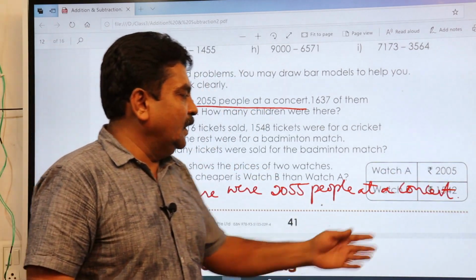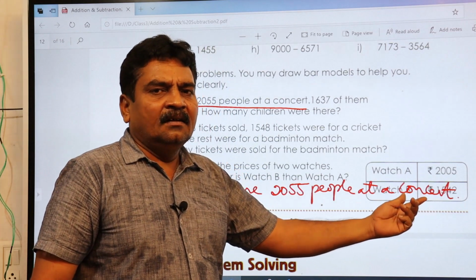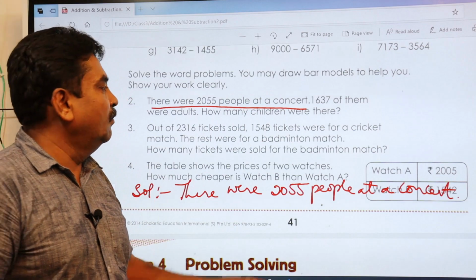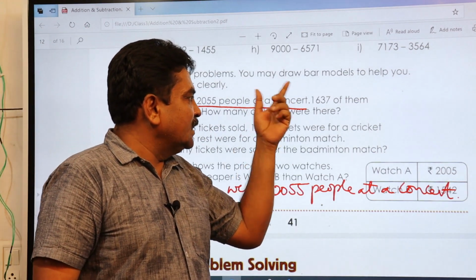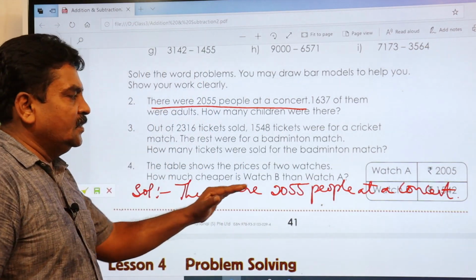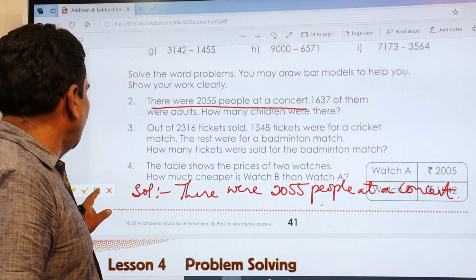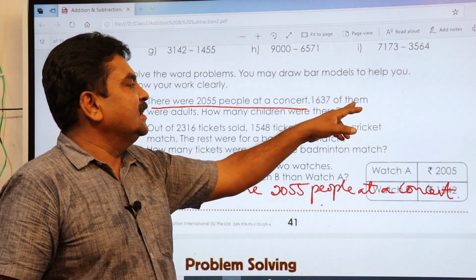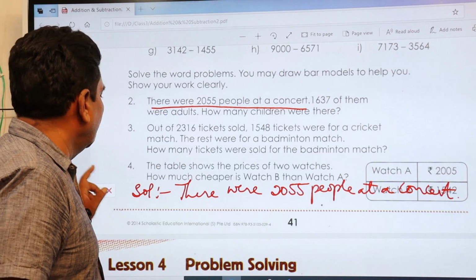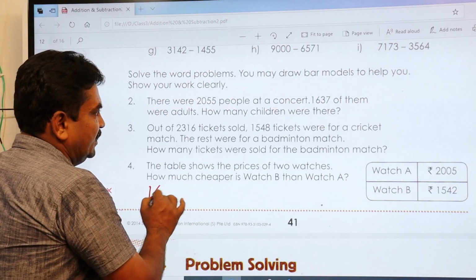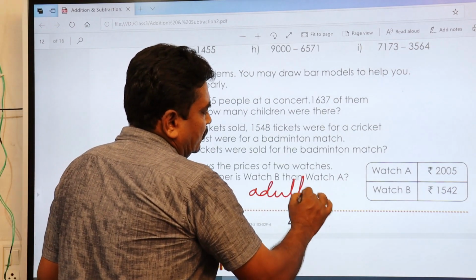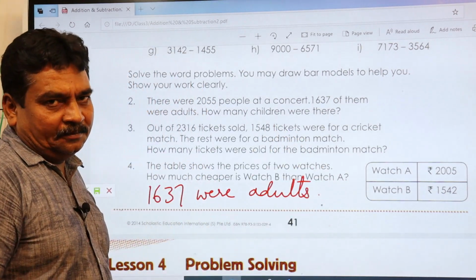If you are unable to see or understand the spellings, please look in the question. In the question you can see the same word, concert. This is your first line. Second line is what? 1637 of them are adults. So we'll write down, 1637 were adults. This is your second line.